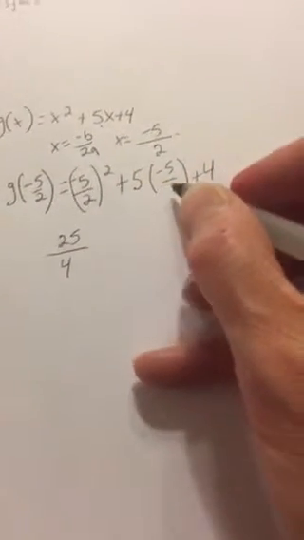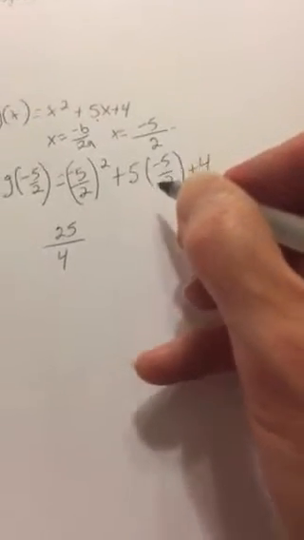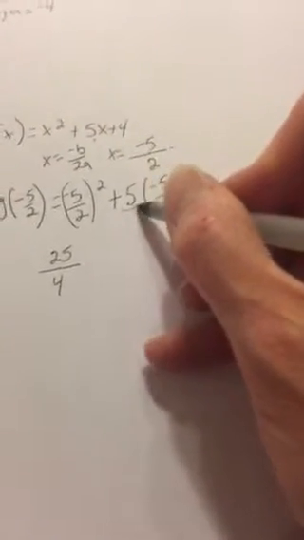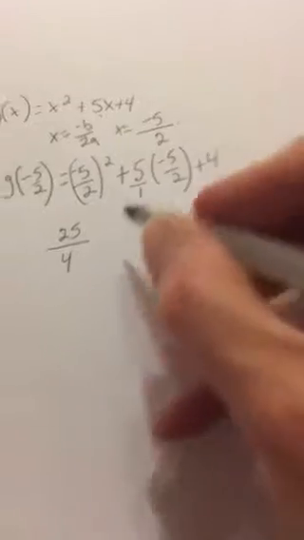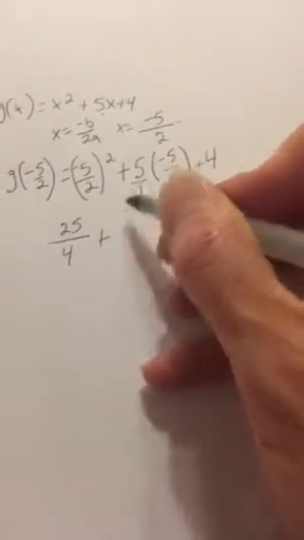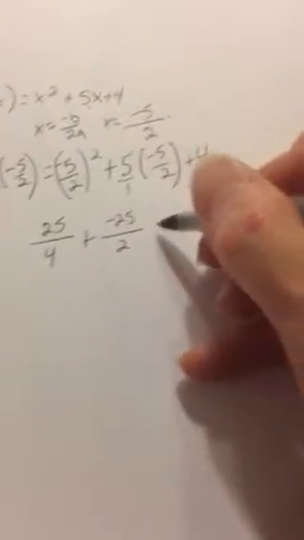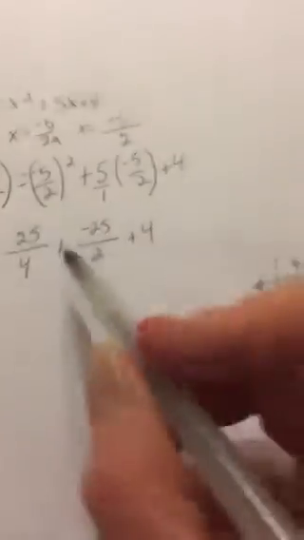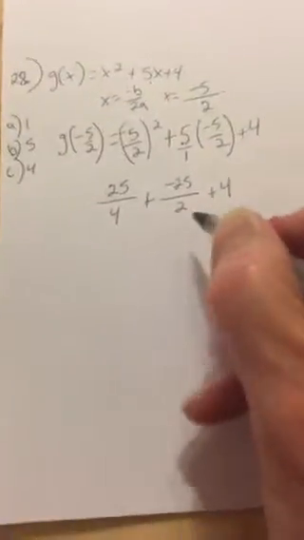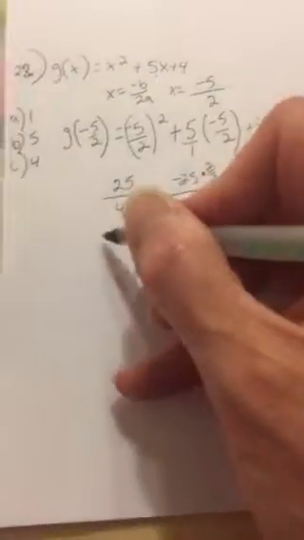And then over here I need to kind of find a common denominator. So actually that's not true. First I'm going to do this. I'm going to do plus 5 times 5 is negative 25 on the numerator, and 2 is the denominator, and then I have this 4. Now I need to make a common denominator here.